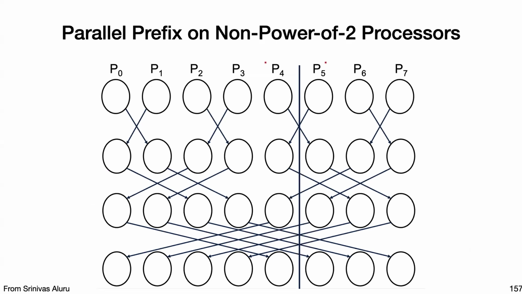So this is an example. Let's say you actually only have these processors. And you pretend that you have 8, but actually you only have 5. And if you are sending or receiving from something outside the range, then you just ignore that communication.